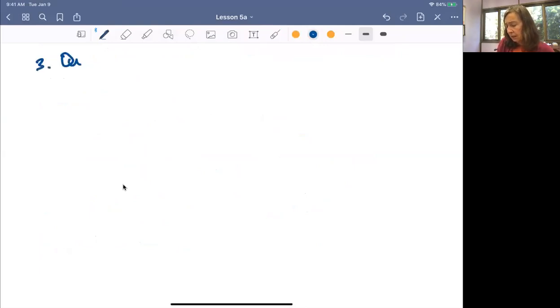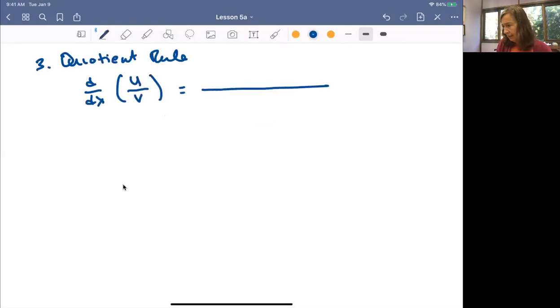So if products are tricky, you're probably guessing that quotients are too, and you're right about that. If we have the derivative with respect to x of u divided by v, what that is, is v times du dx minus u times dv dx, divided by v squared. Again, don't make more of it than it is. It's not that hard to just sort of fill in the blanks.